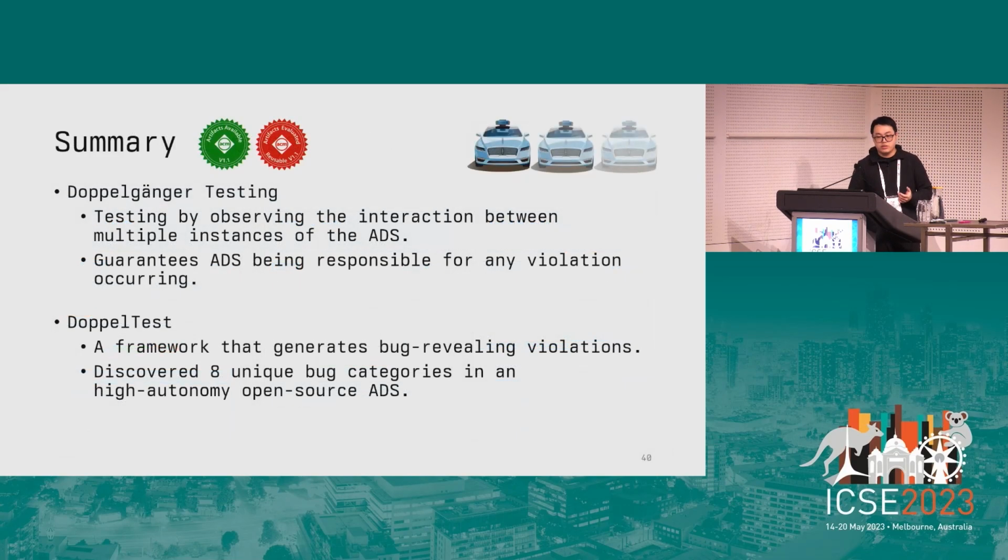Again, to summarize, we propose Doppelganger testing. We do testing by observing the interaction between multiple instances of the ADS. It guarantees the ADS is responsible for any violation occurring. And then we provide an implementation called DoppelTest. It's a framework that generates bug revealing violations. We discovered 8 unique bug categories in a high autonomy open source ADS.